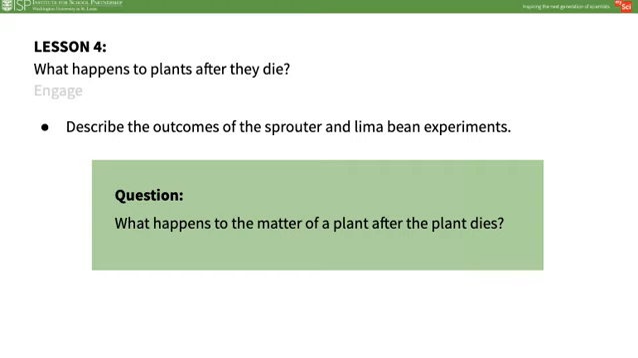Ask students, what happens to the matter of a plant after the plant dies? Allow students to turn and talk, then share out a few answers. Students may have prior experiences that showed them that plants look shriveled, dark, or seem to disappear over time.